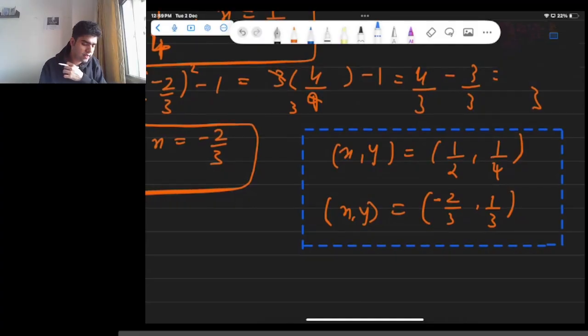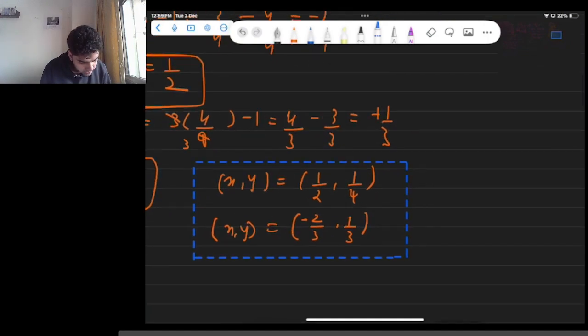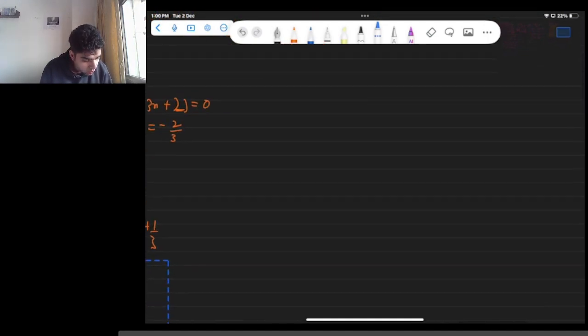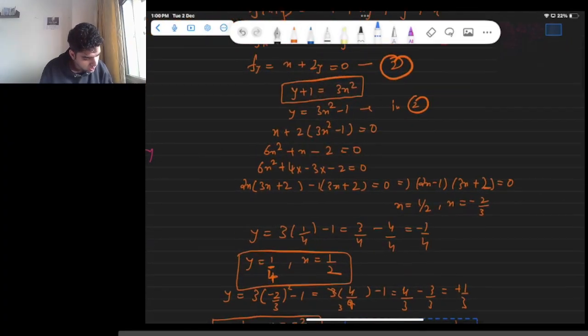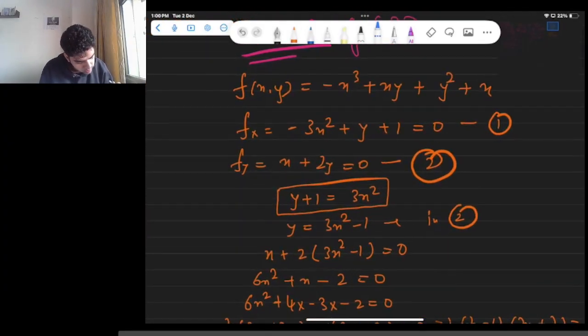Now I need to classify them. Let me check if there are only two stationary points or if I have found more. Yeah, we have found the stationary points correctly. So now we need to classify them. For classifying, I'll be using my Hessian matrix.